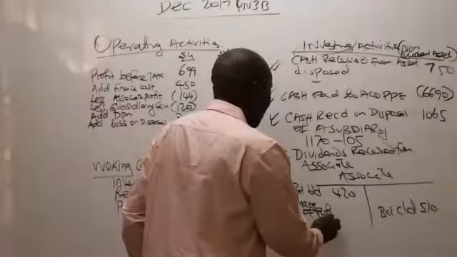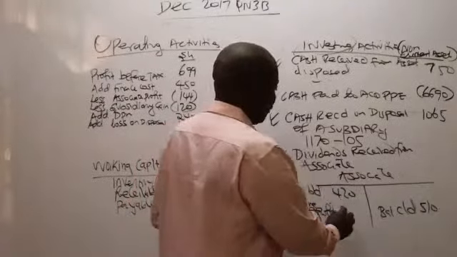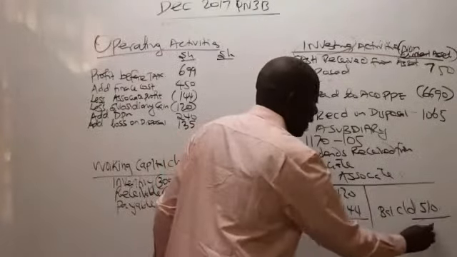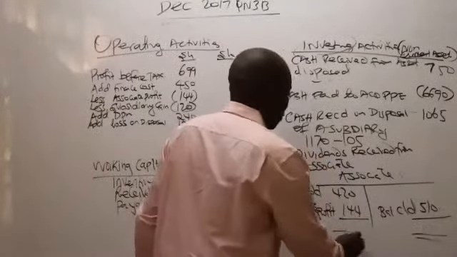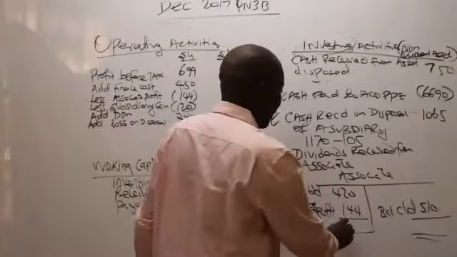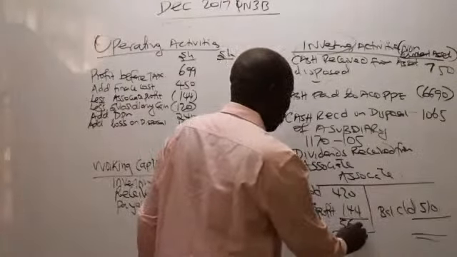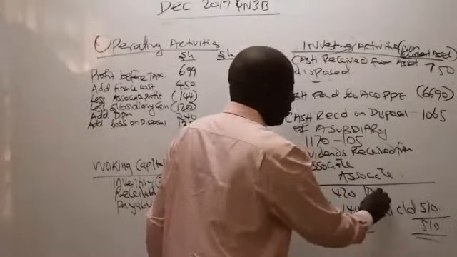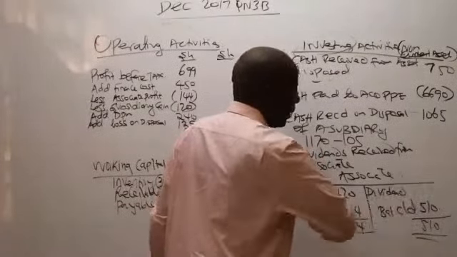Share of profit, I can see there is 144. So when I add the two, ladies and gentlemen, I'll be able to see that this side is bigger. So this will be 564, and this is 510.